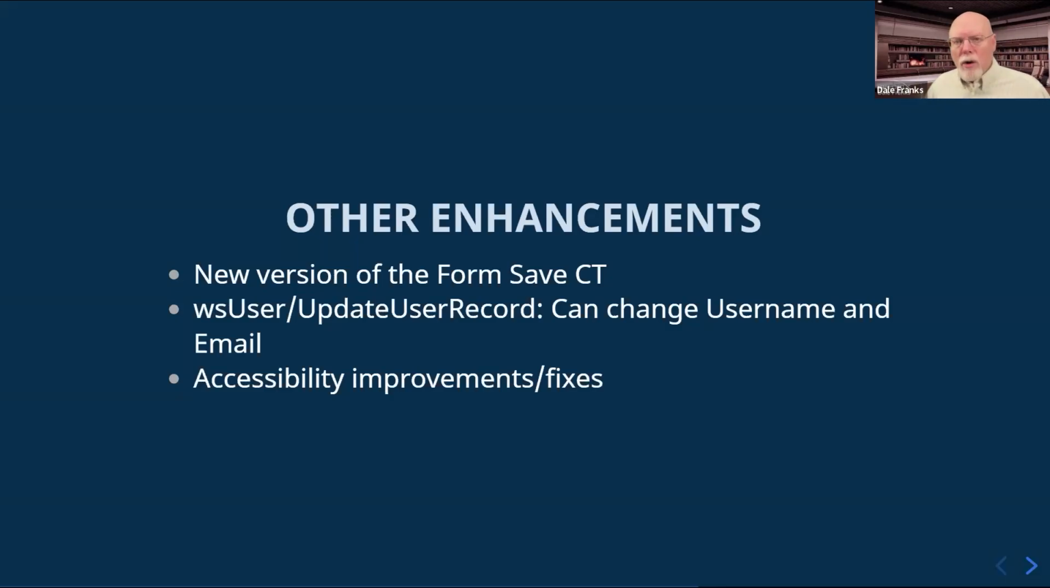The WS User Web Service has a method called update user record. We have now added one thing that is convenient and one thing that is dangerous. You can now change both the username of a specified user and their email address using the update user record web service. Changing the email, okay, it's convenient and it's not that big of a deal to change the email. Changing the username is kind of a big deal because that's how the user logs into Process Director.